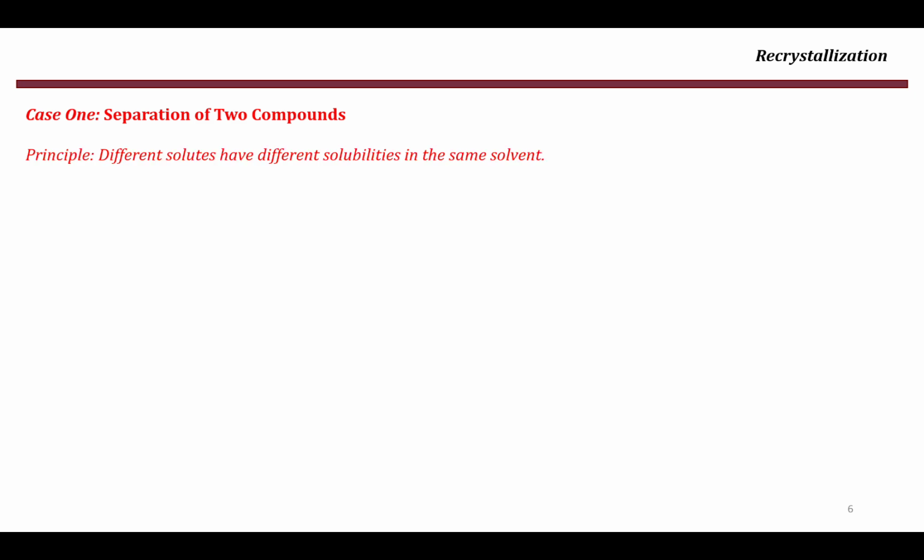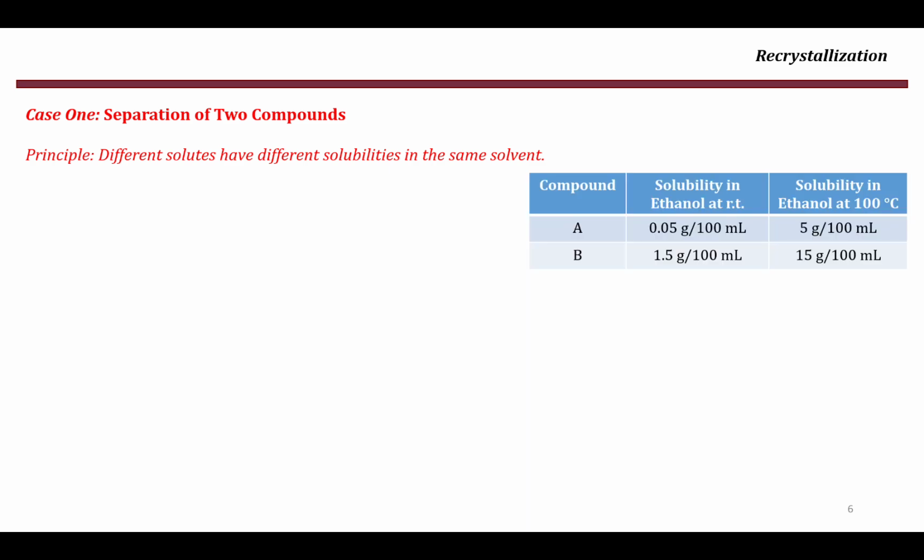Case 1, separation of two compounds. So how can we use recrystallization to separate two compounds? So the principle is that different solutes have different solubilities in the same solvent. As I said before, let's say we have two compounds, compound A and compound B. The solubility of compound A in ethanol at room temperature is 0.05 grams, which is very low. Whereas the solubility of compound B at the same temperature is 1.5 grams.